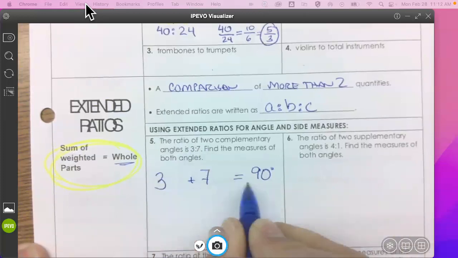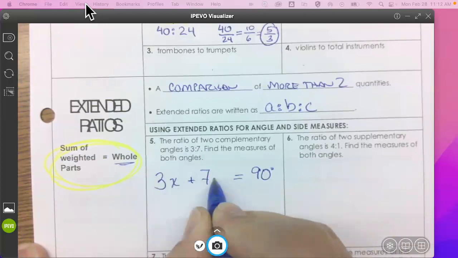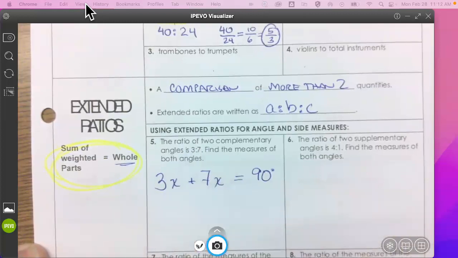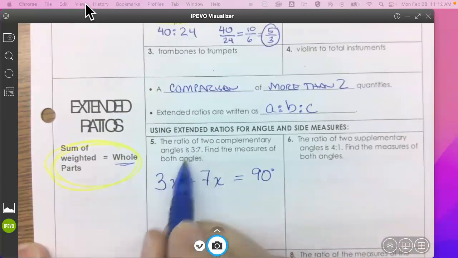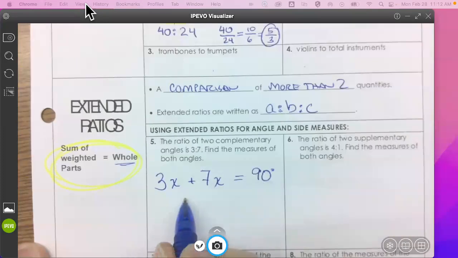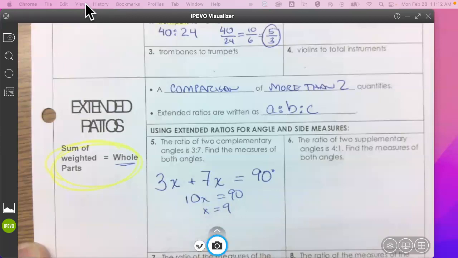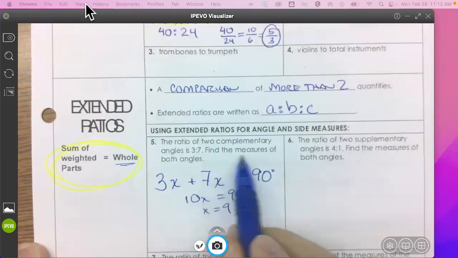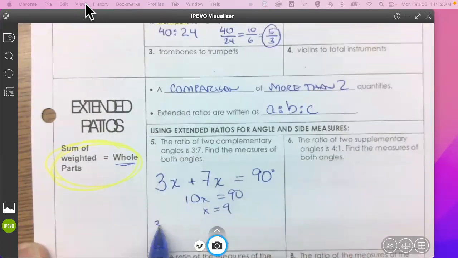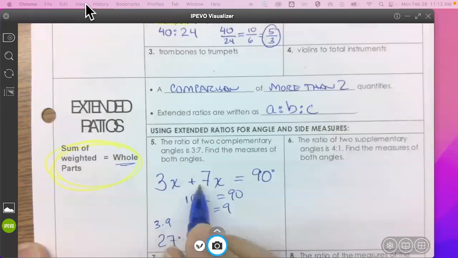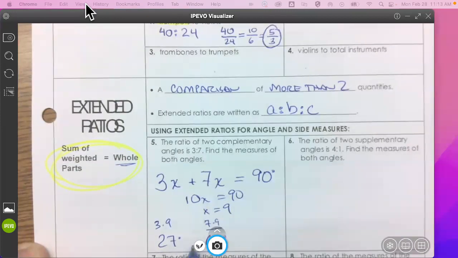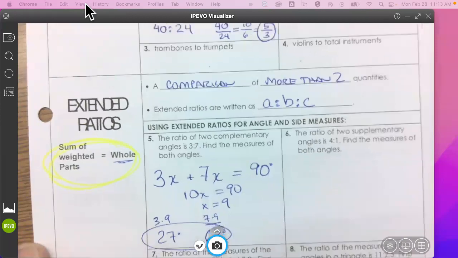So it's not just 3 plus 7 equals 90, it's 3 times x and 7 times x. We don't know what that scale factor is, that x. But once I set it up as 3x plus 7x makes 90, I can then do some simplification and I get x equals 9. Again, the question asks us to find the measures of both angles. So 3 times 9 is 27, and 7 times 9 is 63. And if we take 27 plus 63, we see that that does add up to 90.